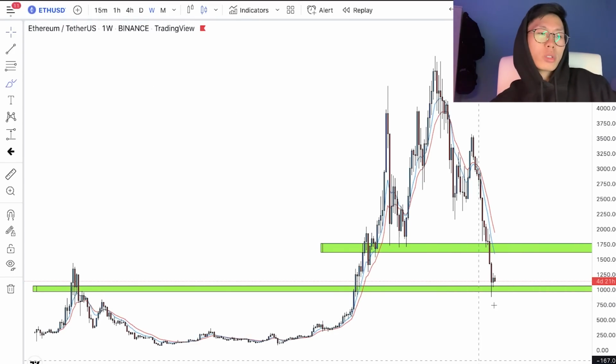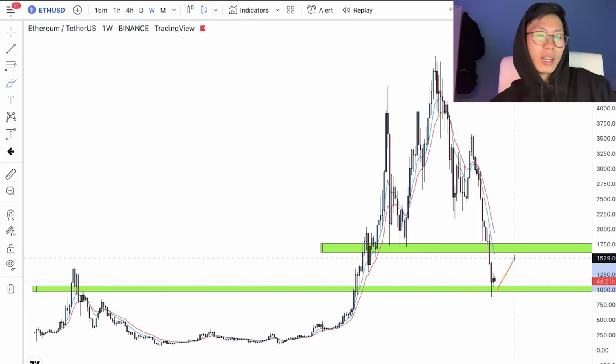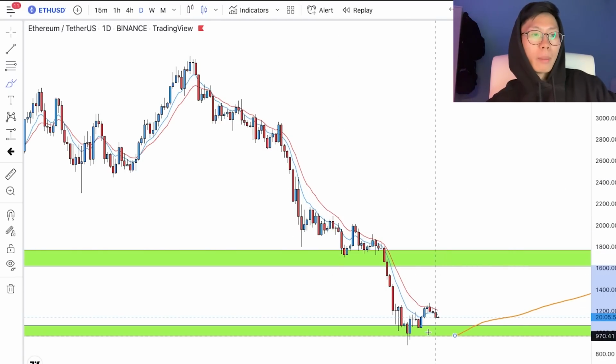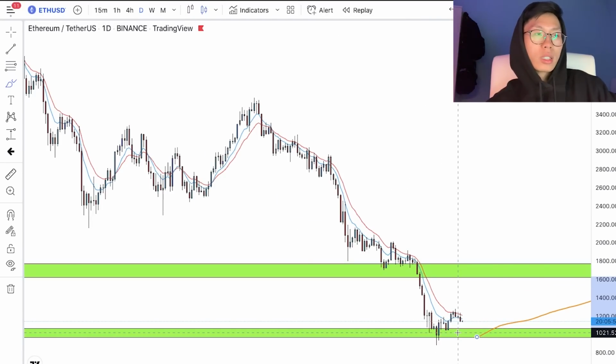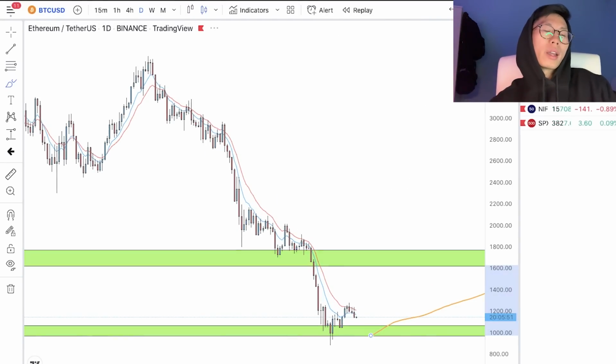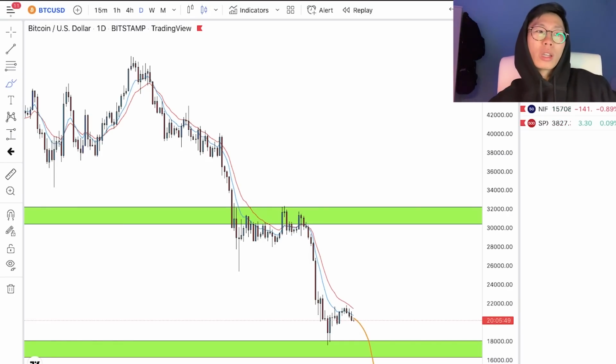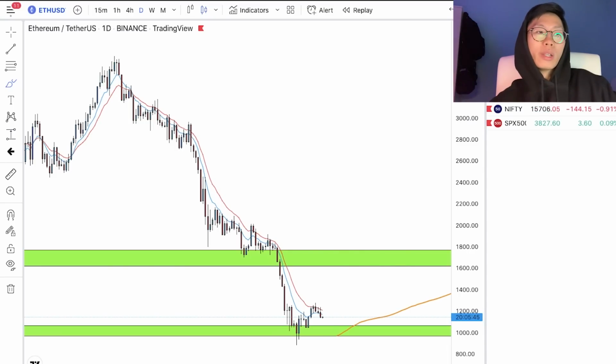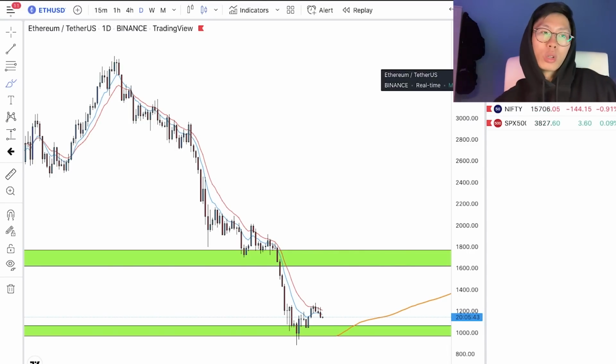So for Ethereum, I do see price kind of recovering a little bit and bouncing back up to this 1750 area, because this 1000 area is definitely a strong psychological level that the big boys are looking to buy at. So overall, the crypto market is pretty bearish, but if you guys are looking to invest in crypto, Bitcoin and Ethereum will be your safest and your best option, to be honest.